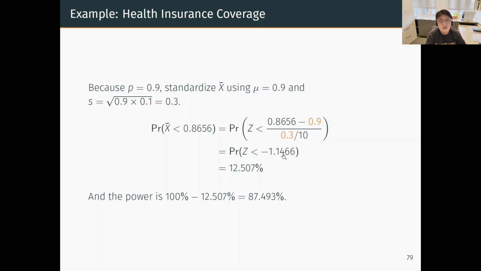And if you plug this into the standard normal calculator, you are going to get 12.507%, which is the type 2 error probability. This is the probability that you fail to reject the null hypothesis, even though the null hypothesis is wrong. On the other side of this probability is 87.493%, which is the power, the probability that you can correctly detect the increased probability. So in this computation, if the probability increases from 80% to 90%, you will be able to tell the change with 87%, but you will fail to tell the change 12.5% of the time.